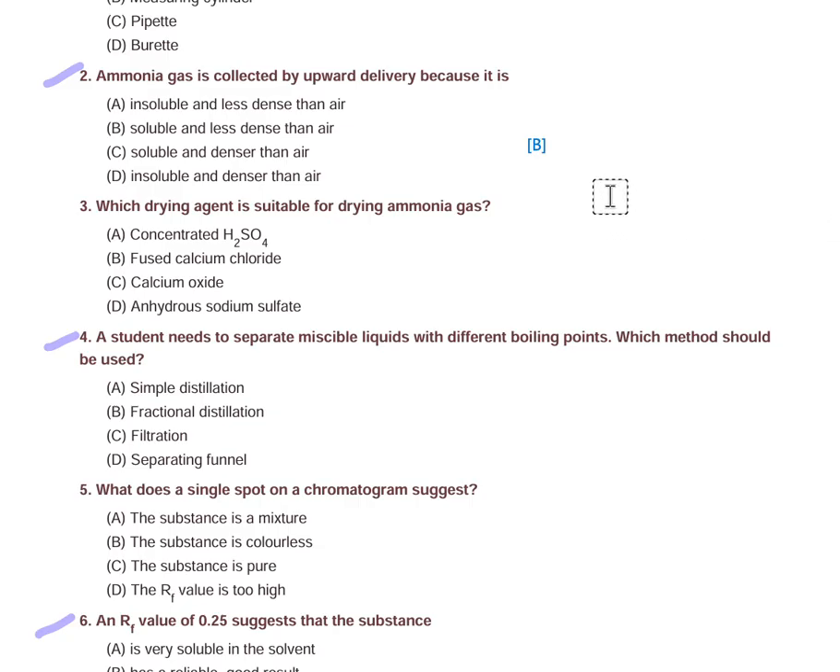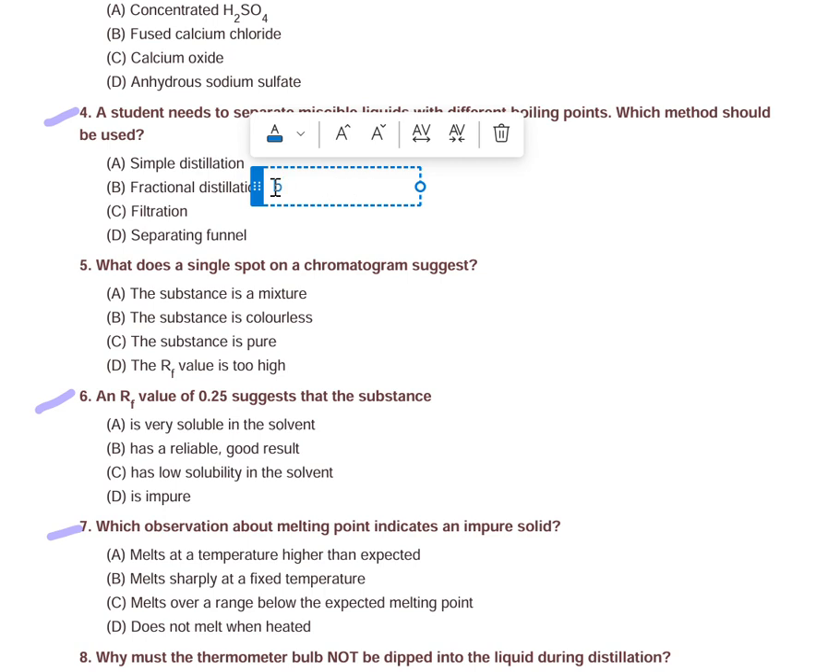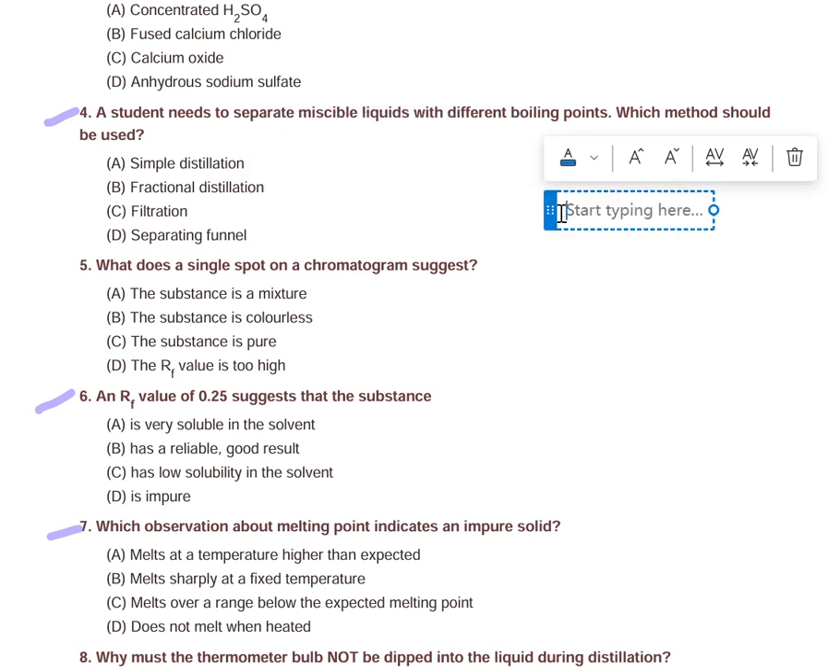Okay, so let's continue with question 4. A student needs to separate miscible liquids with different boiling points. Which method should be used? A. Simple distillation. B. Fractional distillation. C. Filtration. D. Separating funnel. So actually the correct answer would be, once again, B.